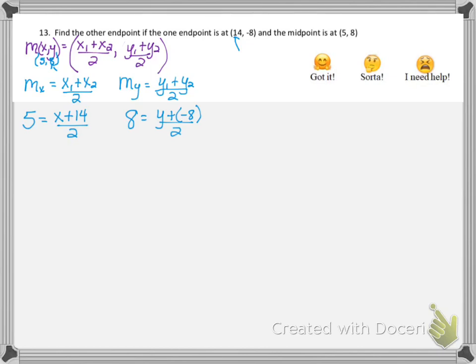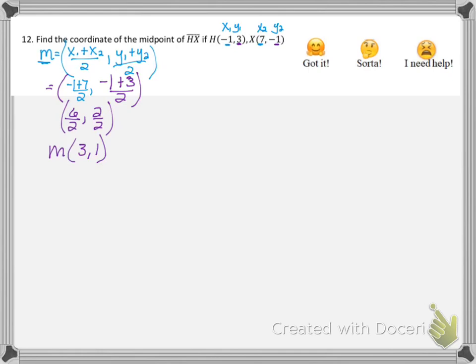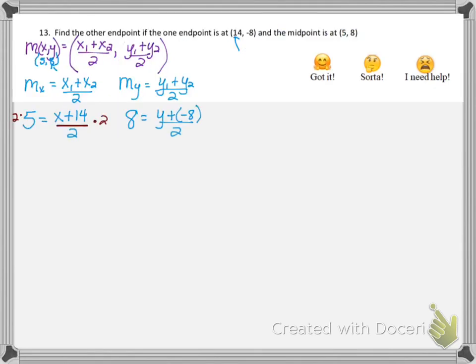So now we're going to go ahead and do our steps to figure out what the other endpoint is. And we got to do it separately. We got to solve it separately to figure out what the x coordinate is and what the y coordinate is. So here, you notice that the 2 is locking up right here. So in order to unlock it, we've got to multiply by 2 on both sides. So 2 times 5 is 10 equals, and the whole reason why we did this is so that that would unlock it. So we have x plus 14.